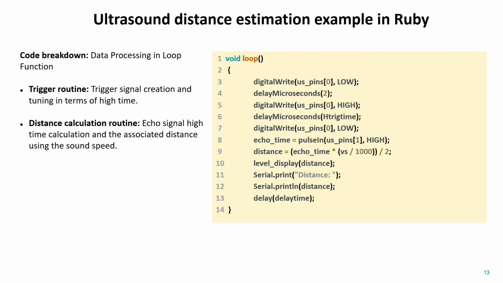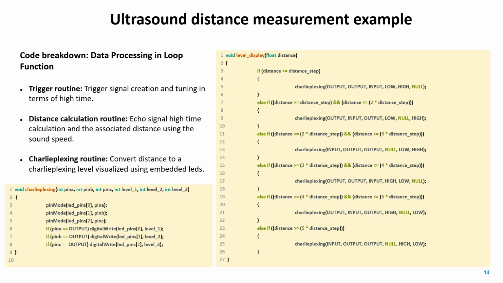In the loop function, the microcontroller sends a trigger pulse by setting the trigger pin high for a specific duration and then low. Immediately afterwards, it measures the duration for which the echo pin remains high. This duration is then converted into a distance. The computed distance is displayed via the serial monitor and represented on the LED display using a function that maps the distance to discrete levels using Charlieplexing.